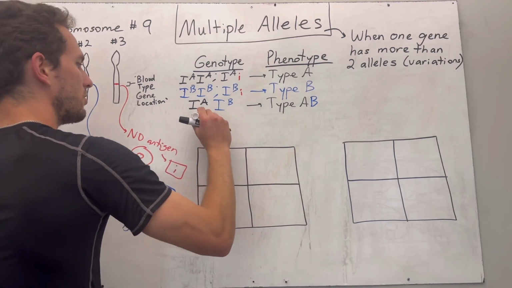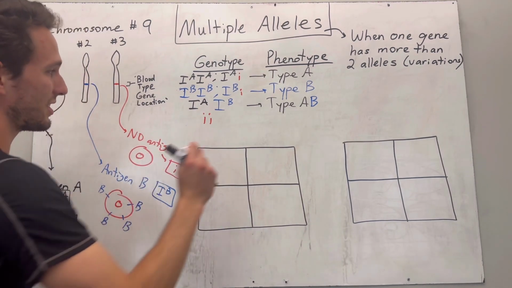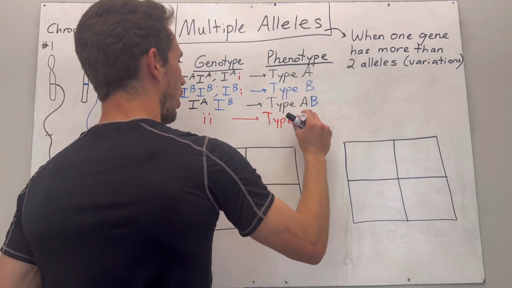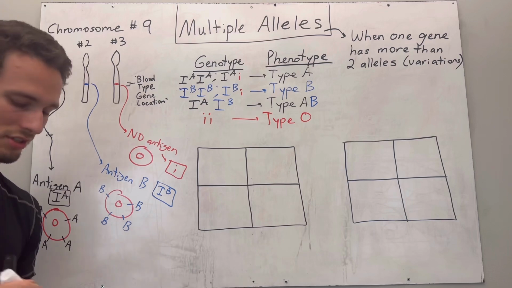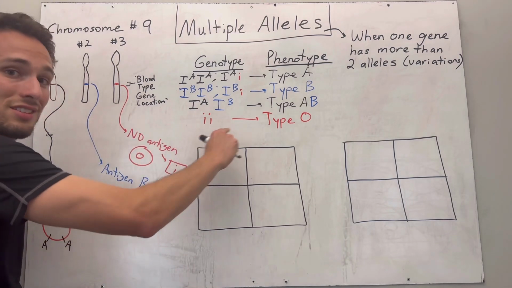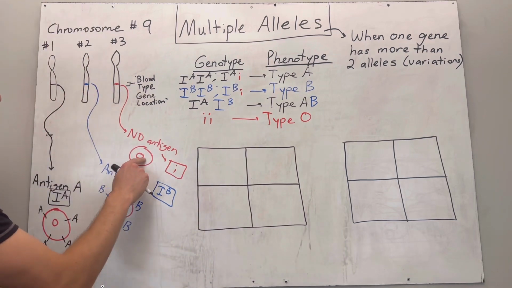Okay, last one. Say you have two little i's. This is the only example where you will have type O blood. So this is type O. So if you receive two of these, they're both recessive, it's going to show type O. So in other words, you have no antigen.